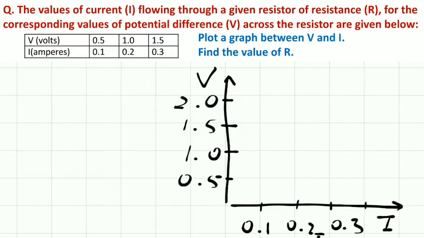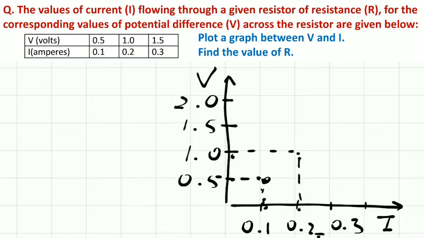Now let's see the table. In the table, the voltage is given 0.5. So this is 0.5 and the corresponding current is 0.1. This is 0.1. So let's meet them and we get a point here. This is the point we get. Now when the voltage is 1 volt, then the current is 0.2 ampere. So let's meet them and we get this point.